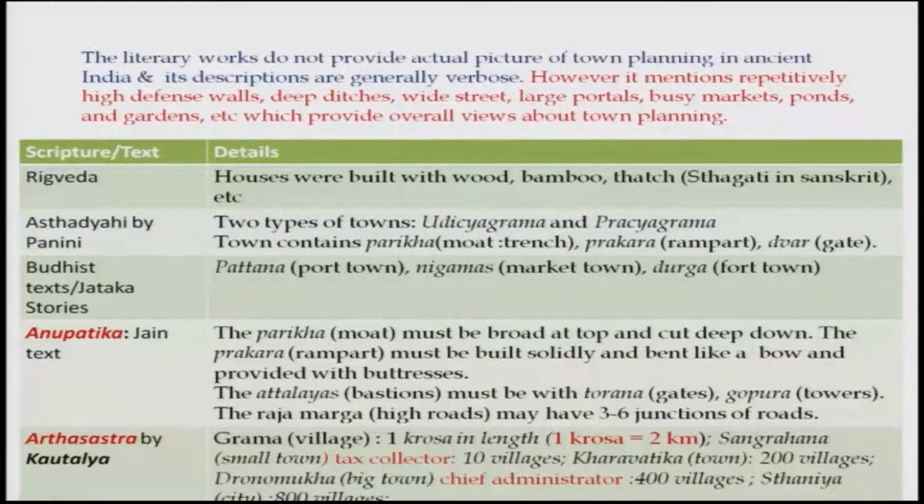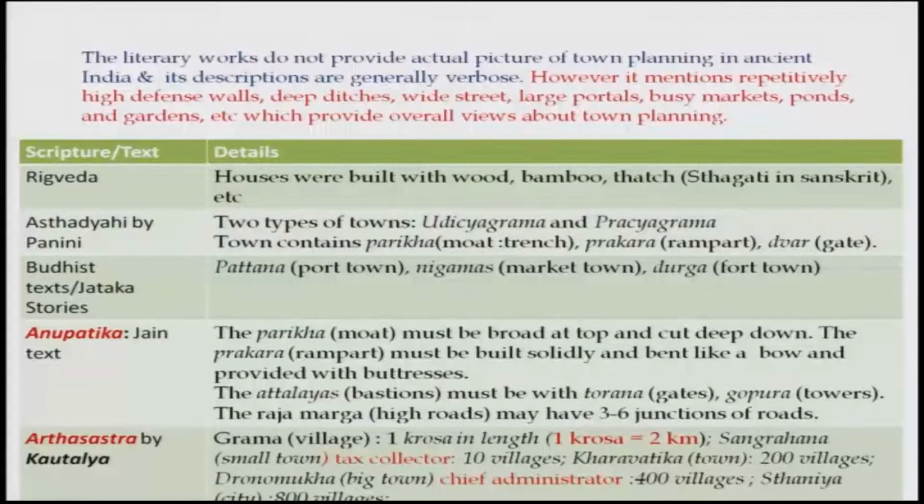And there is a Jain text, Anupatika, which also mentions certain terminologies, like parikha must be broad at the top and cut deep down. That means a moat is basically a trench, and it will be broad at the top but at the bottom it will be a little narrower, which is an obvious thing. And the prakara, the rampart, must be built solidly and bent like a bow, provided with buttresses, essentially support systems with stone and bricks, so that it won't be broken easily. It can stand certain impact load.